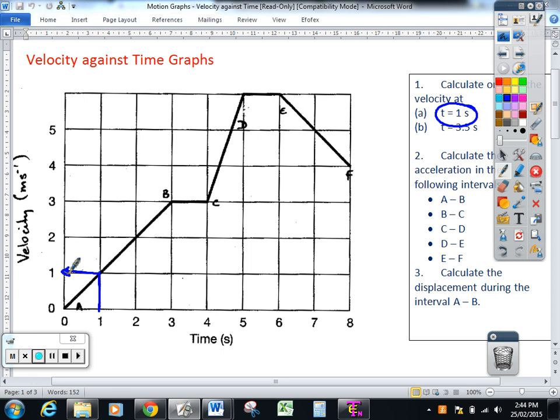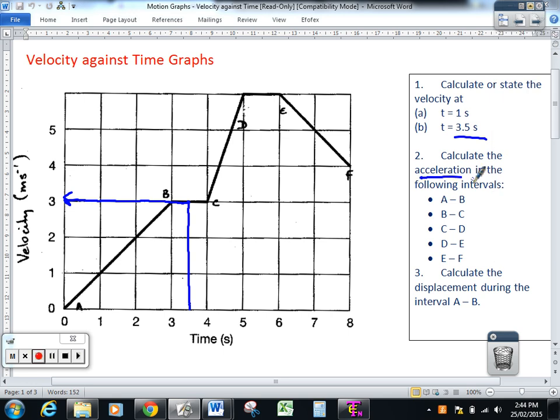Okay, at 1 second, I'm travelling at 5 metres per second. How fast am I going at 3.5 seconds? So 3.5 seconds is here, and so I'll be travelling at 3 metres per second. So we can simply read those ones off. The next part is we're asked to find the acceleration during the following intervals.